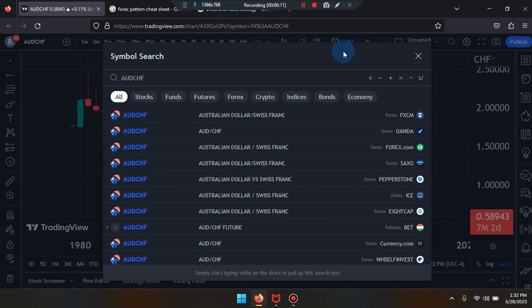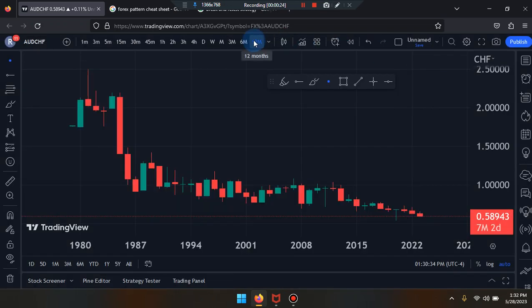Okay, everyone, this is Cam Jones, FX Daily Analysis, and we are marking up AUD CHF. We are on the 12-month time frame. Price action, last candle to the right-hand side, is a bearish red candle.